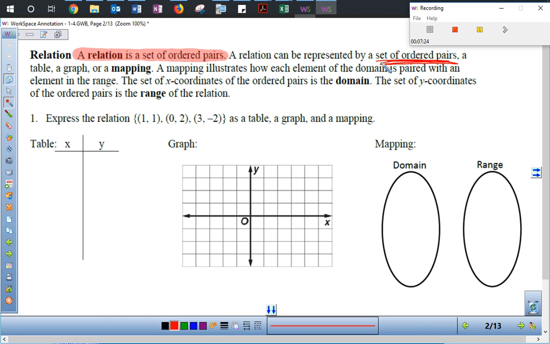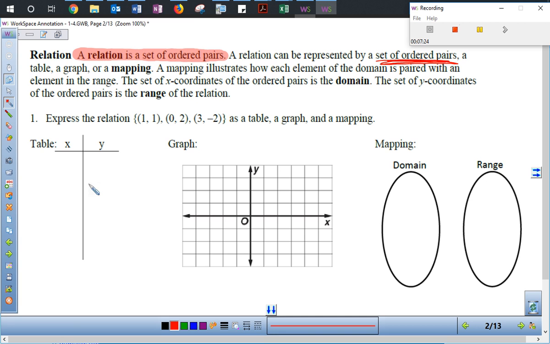Now, we have an example right here. Let's talk about what this really means. It says, express the relation right here as a table, a graph, and a mapping. So they've given us a relation. They've given us a set of ordered pairs, which you can tell right here because it's got set brackets. And they just want us to show how a relation could be written in a table, could be graphed on a graph, or could be mapped. So we're going to start with the table.